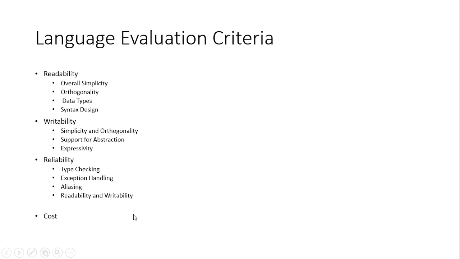So we have special syntax design is a major concern, and the second evaluation criteria is writability.